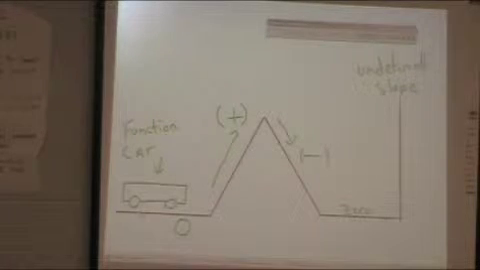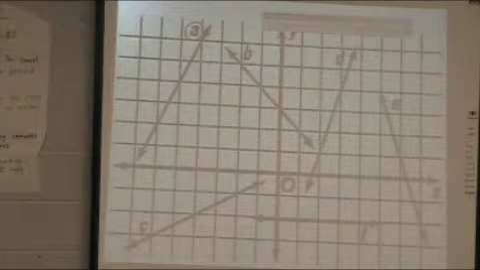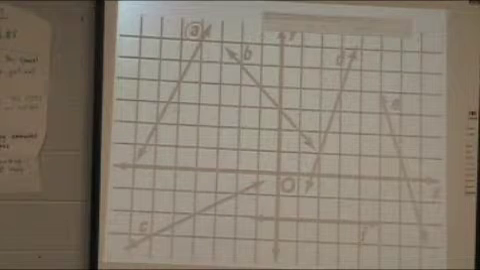So to review, if it's flat, the slope is zero. If it's going upward, the slope is positive. If it's going downward, the slope is negative. Again, flat is zero. Straight up and down is undefined slope. This line, you see right here, I labeled it A. What kind of slope would this line have? Positive, because it's going upward.